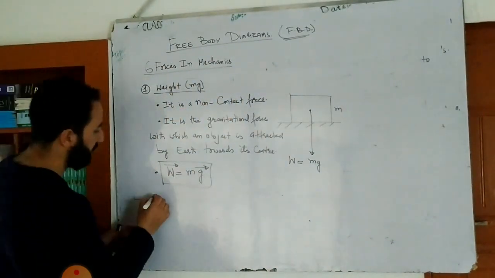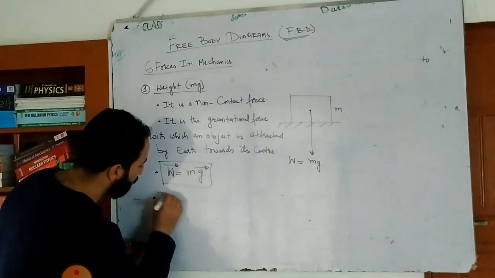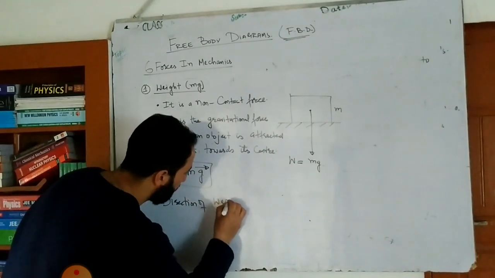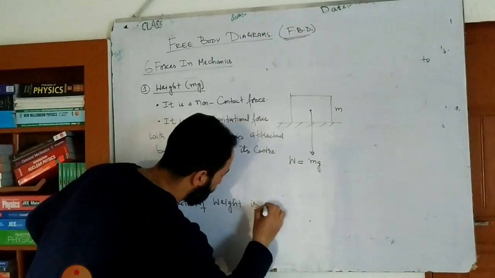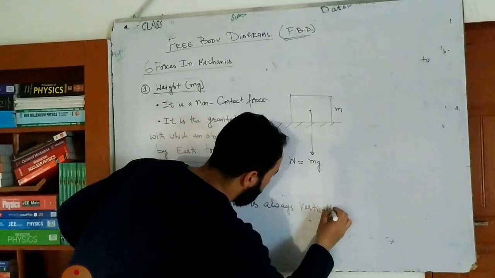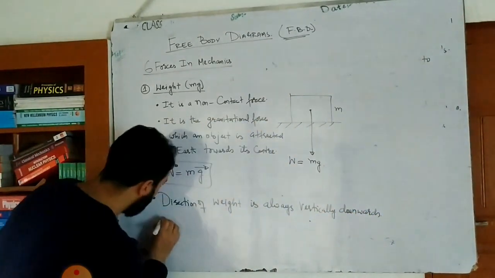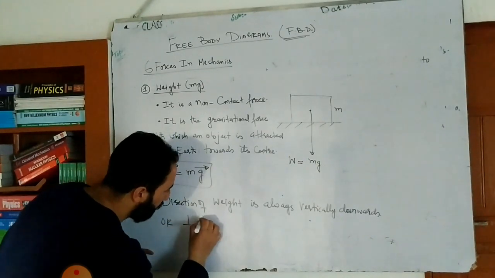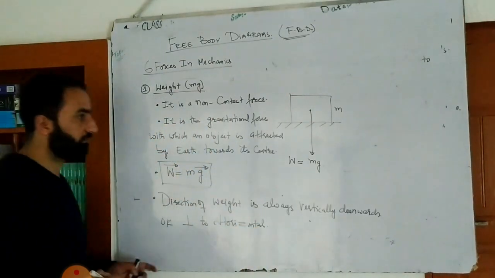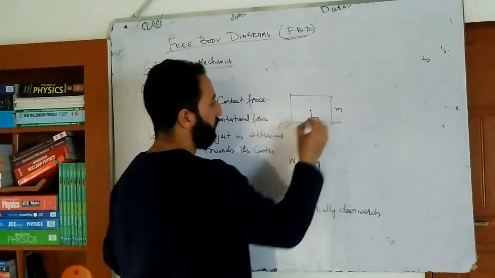Okay. Number third is the important point, and that's about the direction. Look, direction of weight is always vertically downwards, or perpendicular to horizontal. That's one and the same thing. If it's vertically downwards, it implies that it is perpendicular to horizontal. Like this, it's vertically downwards and normal or perpendicular to horizontal.